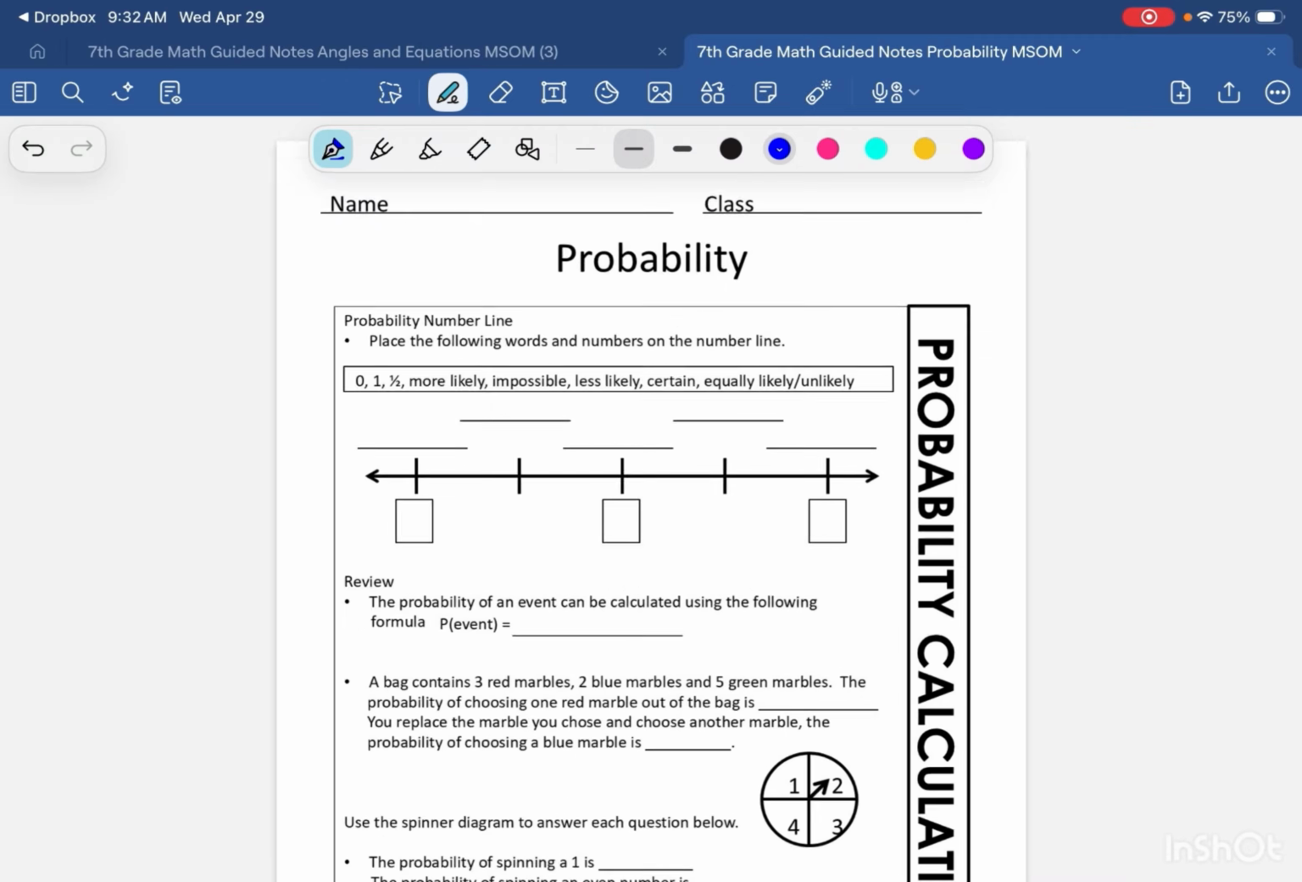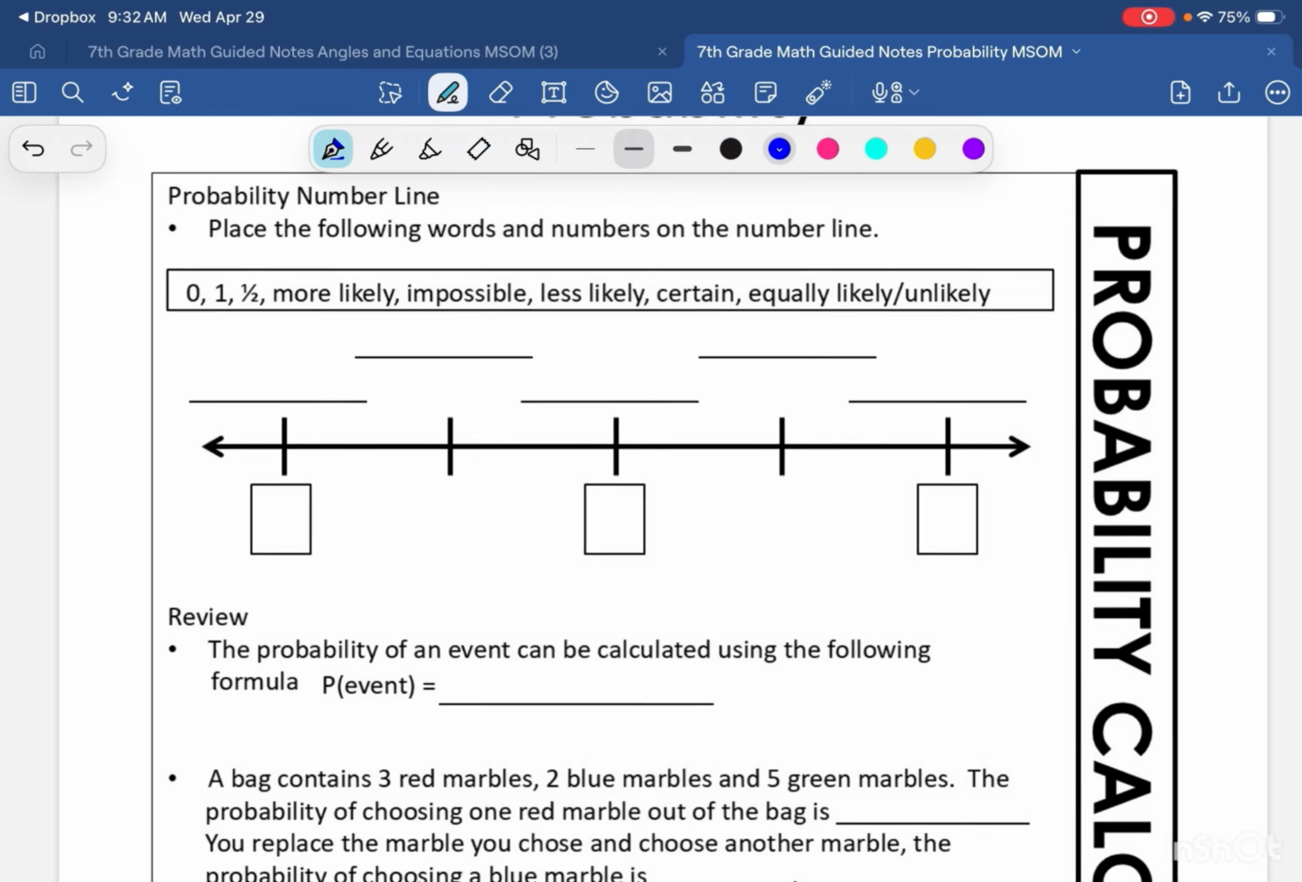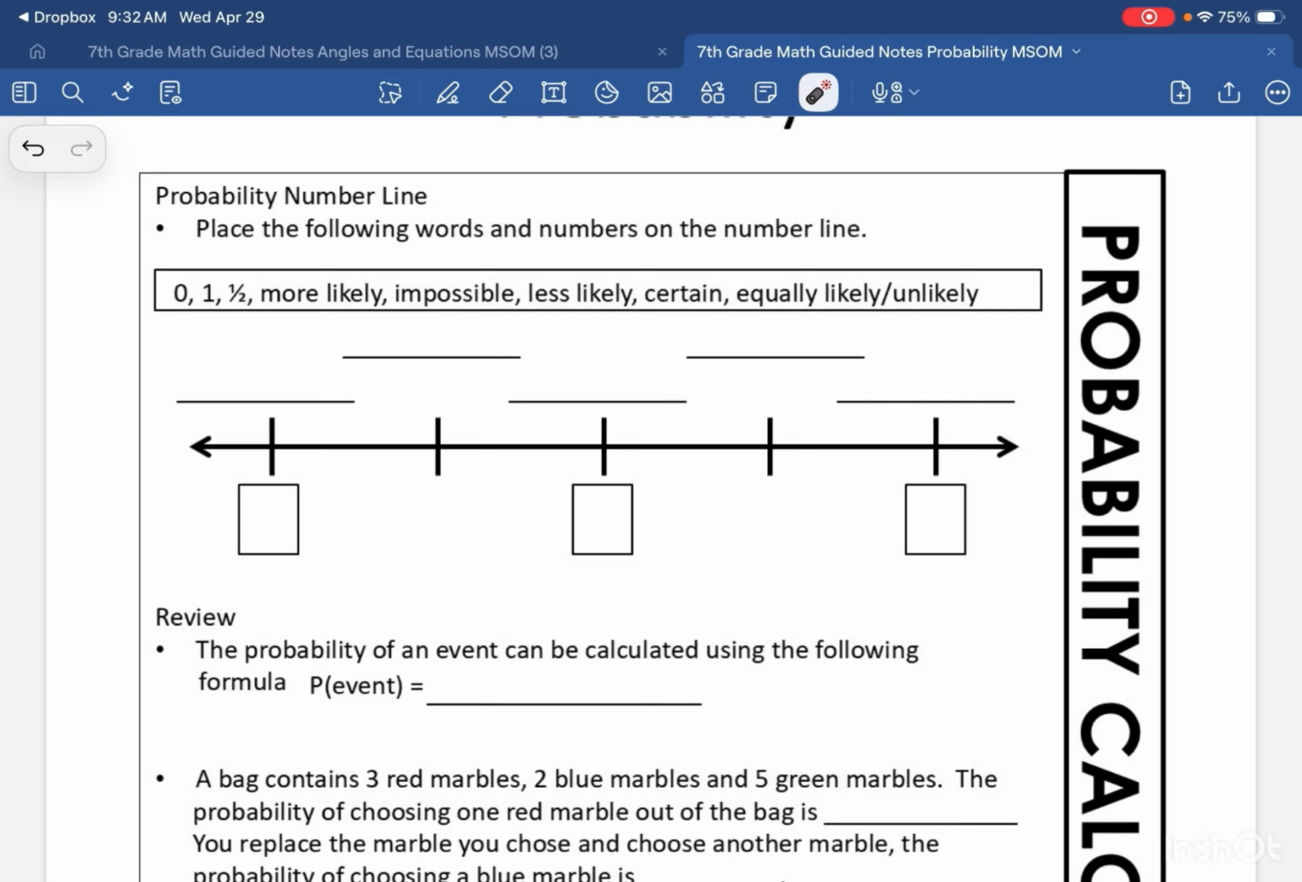Let's look at the probability number line. This number line is going to go from 0 to 1. So let's write that down here on this number line, which means that 1/2 is going to be here in the middle. We need to use these words to place them on this number line to explain what each of these numbers mean in probability.